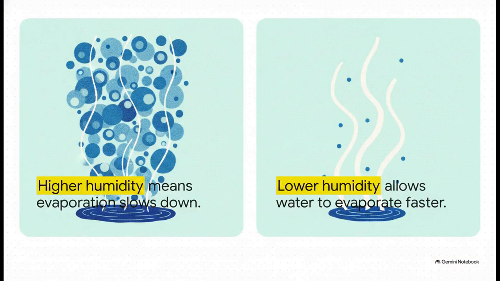The final factor is humidity, and that's just how much water vapor is already present in the air. This has a strict inverse effect. If there's high humidity, meaning the air is already totally full and crowded with water vapor, evaporation slows down significantly because the air just can't accept much more. But if there's low humidity and the air is nice and dry, evaporation can happen much faster.